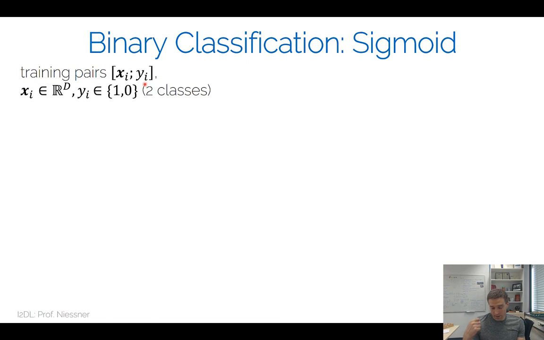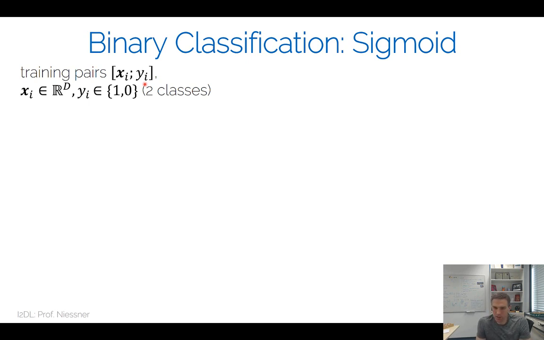Now, in contrast to what we have seen before, for a binary classifier, our output is always two classes, right? That's all that we can do. We can either predict this class or that class. So how does it work in practice when we're doing binary classification?